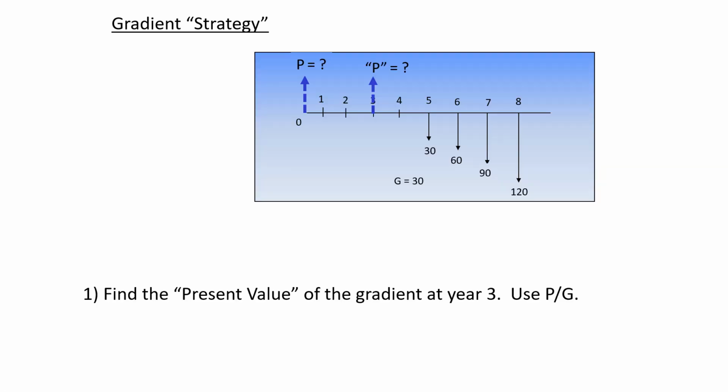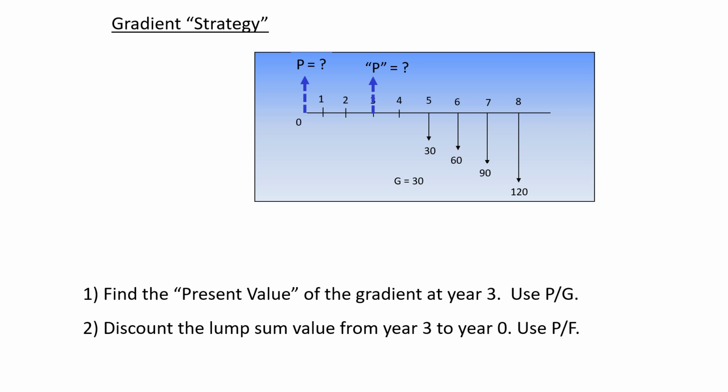Because when you have interest and you're moving forward in time, the amounts increase. When you're moving backwards in time, the amounts decrease. So that's kind of why we call it discounting, when we're moving amounts backwards in time towards the present. Okay, so that's our strategy for gradients, when we have it combined with an annual series or when a gradient is shifted away from the actual time 0.